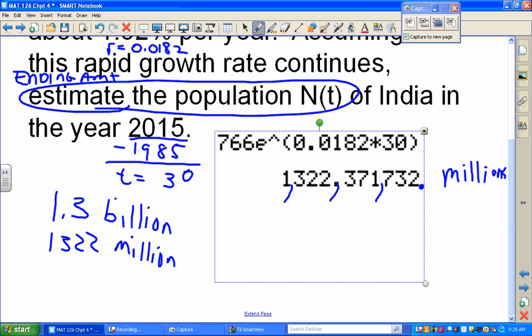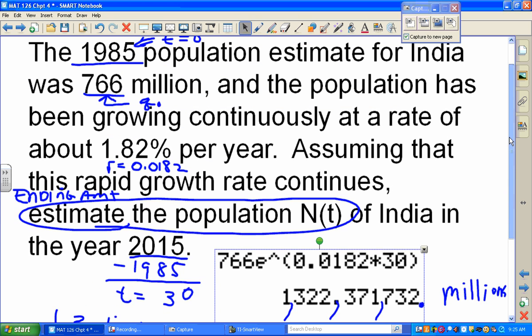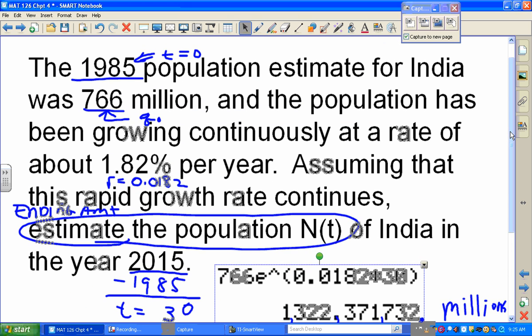It is a lot of people. The question is, do resources start becoming a problem at that population rate? Yep. Why is people? Oh, because that was my initial amount. I don't want people putting in 1985. I'm starting my graph at 0 with the y-intercept of 766. So it looks something like this. At 0, I have 766. And then it takes off like that. Okay?